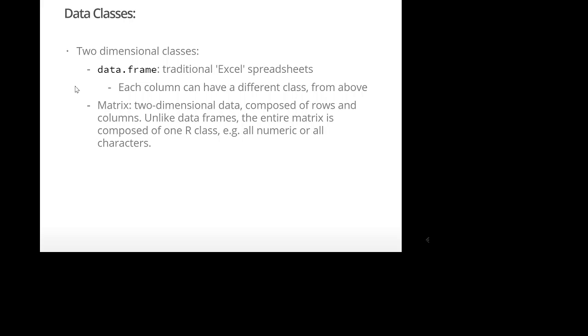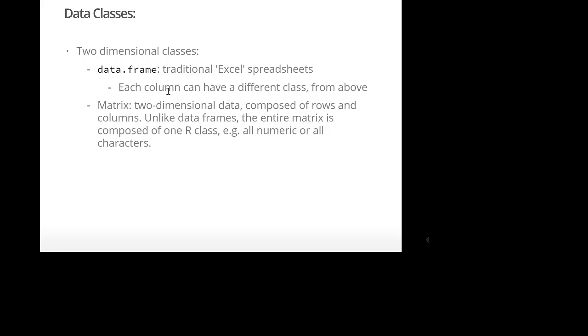So those are each one-dimensional classes. They can be arranged in two-dimensional classes, like a data frame. So these are like a traditional Excel spreadsheet. Each column can have its own class from the above one-dimensional classes. So your first column can be a character, your second could be a date, your third could be numeric.